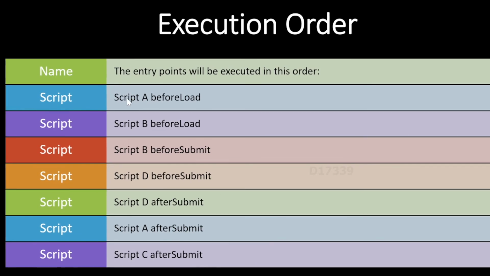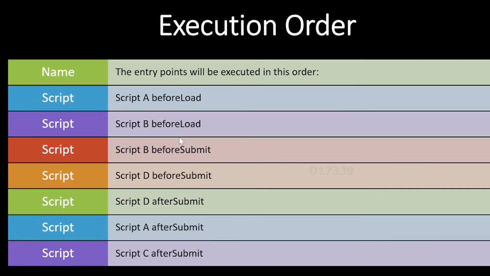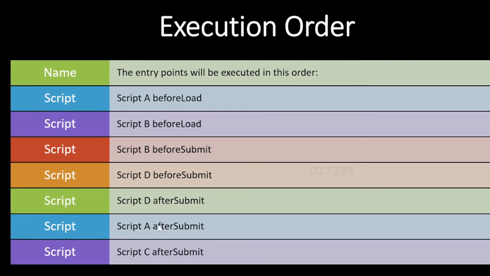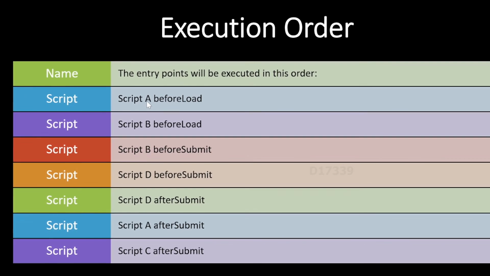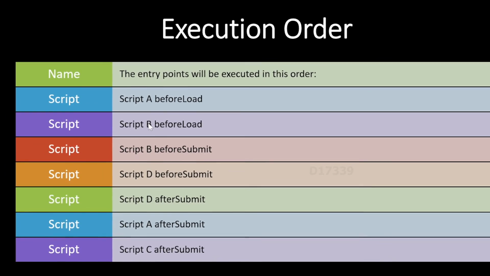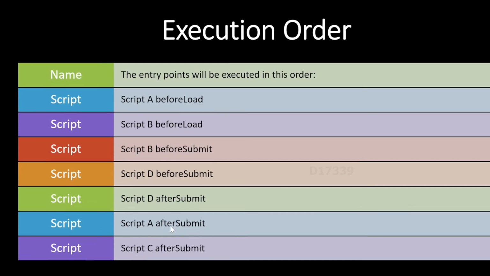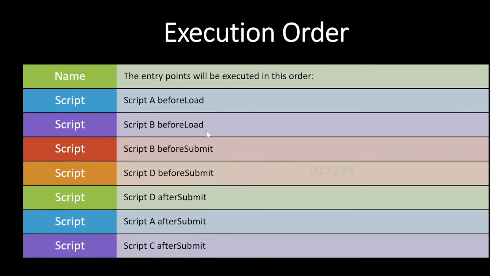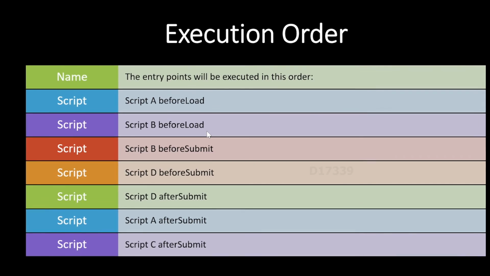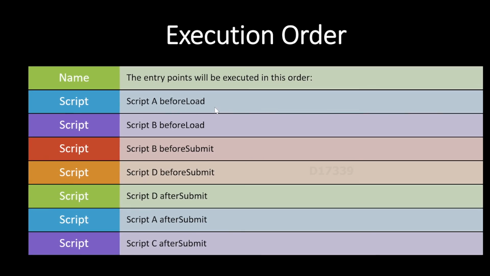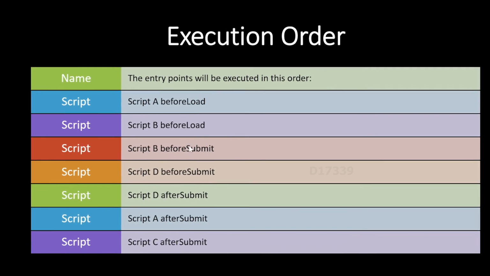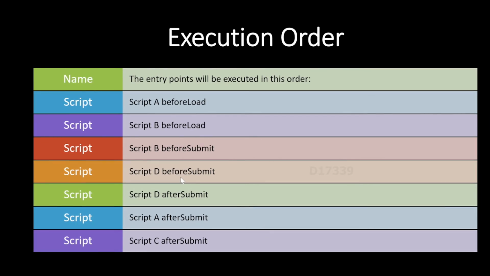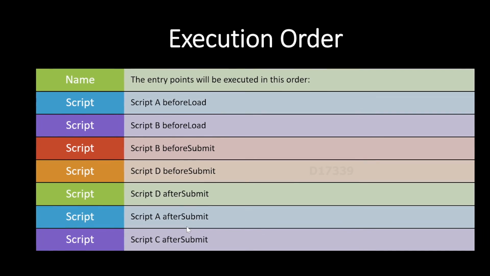Now if you clearly notice, script A has before load and also after submit. But script A has been considered and script B has been considered, but script A's after submit will not get executed yet, because the before load entry point will get executed first, which means all the scripts with a before load entry point will get executed first, then the next set of scripts with a before submit entry point, and the next set of scripts with after submit entry points.